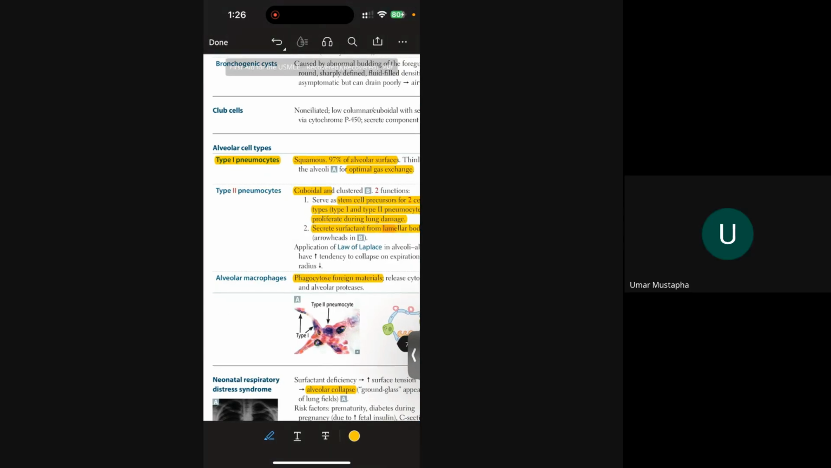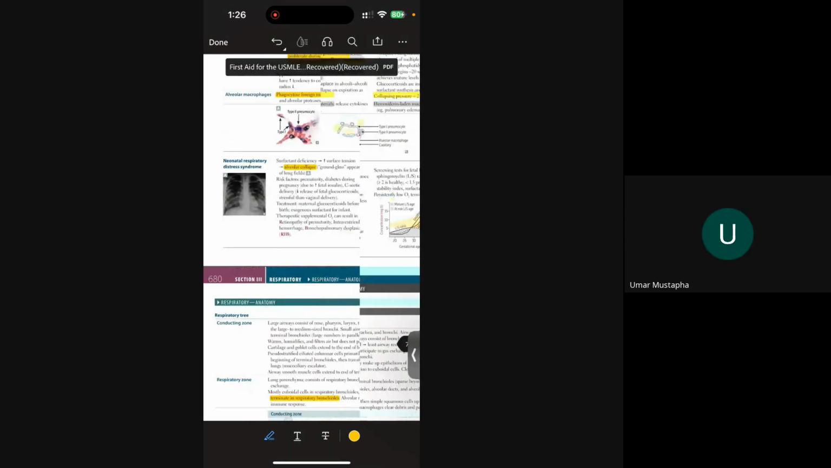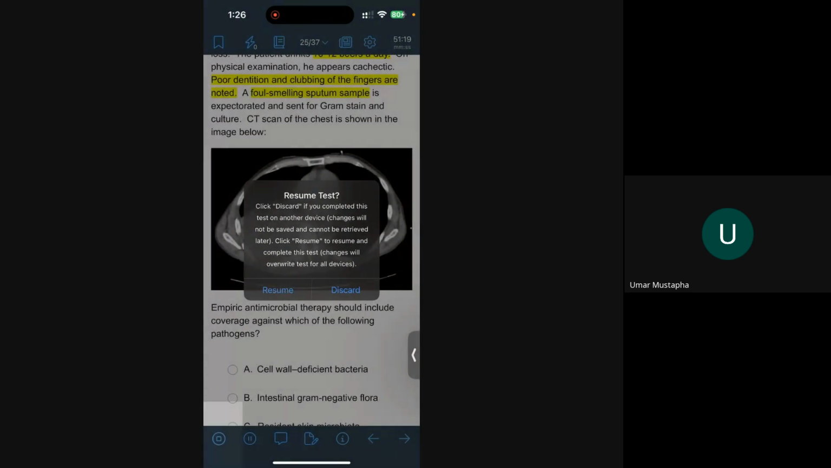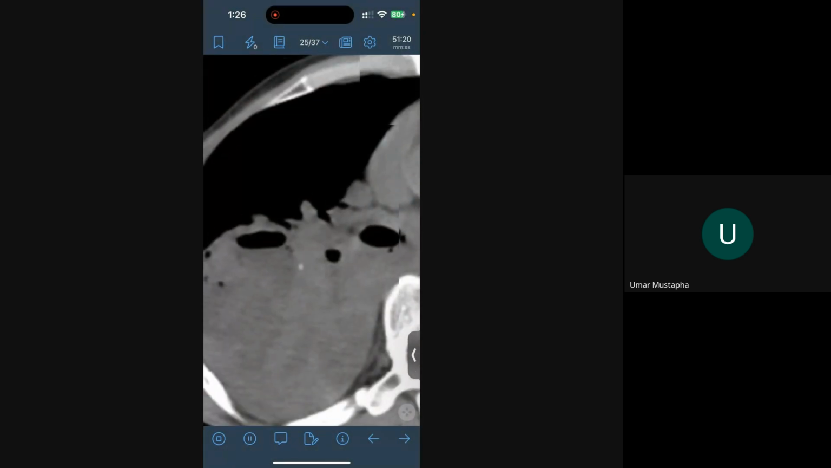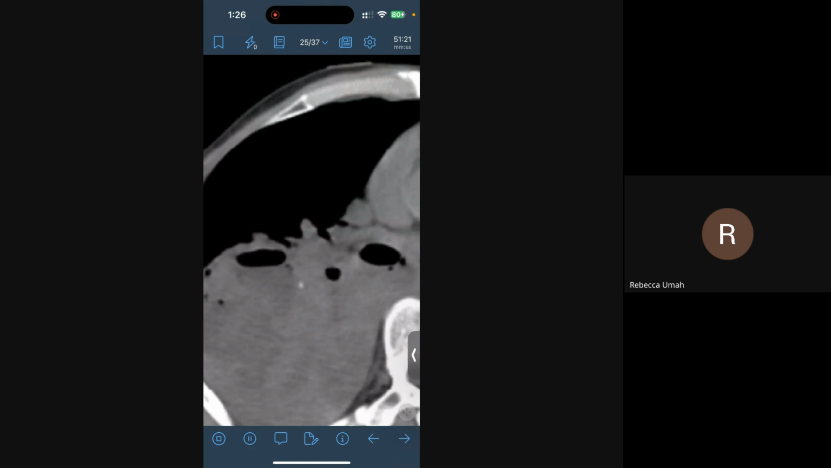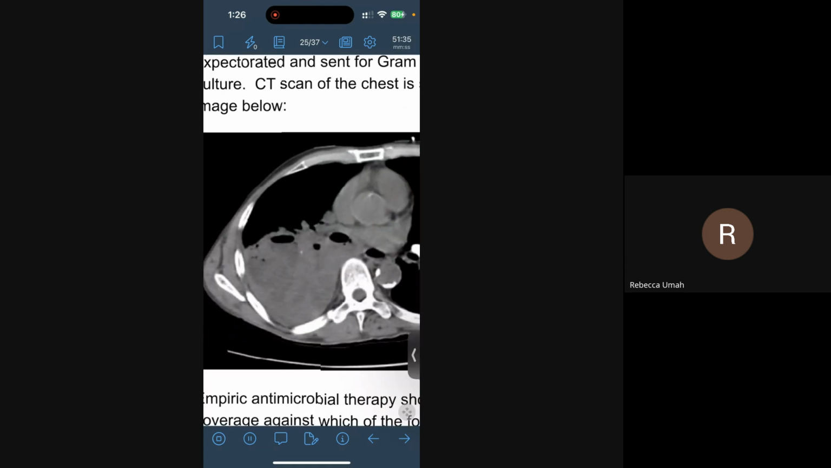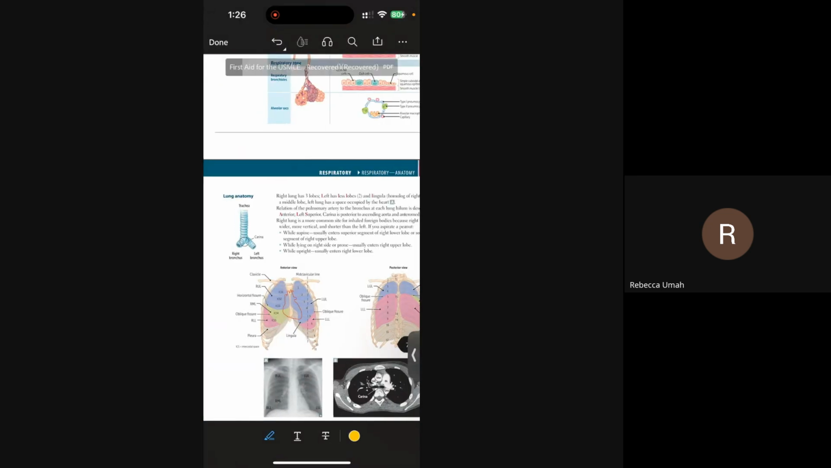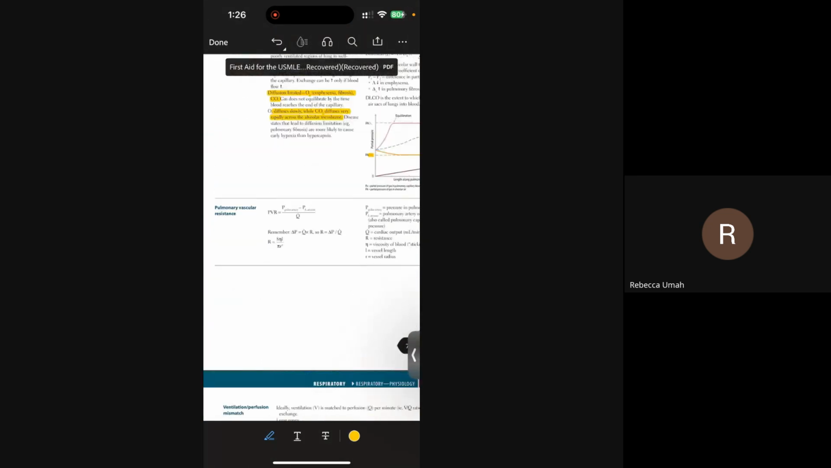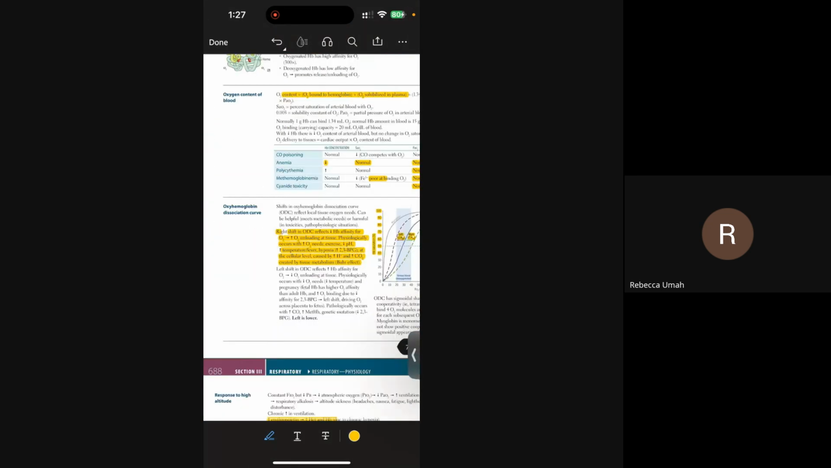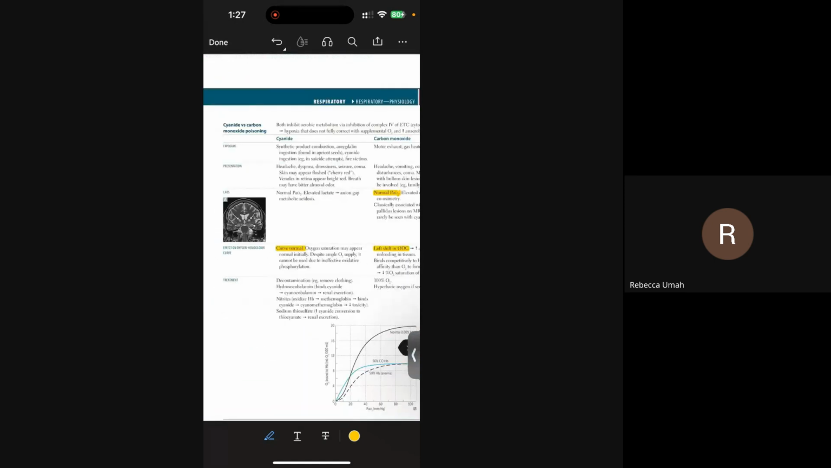Can you please zoom in on the air fluid level? These blackish areas, the black circles, because air is represented as black. Okay, the blackish areas are the air, and all the surrounding area is fluid. So the diagnosis here is lung abscess.